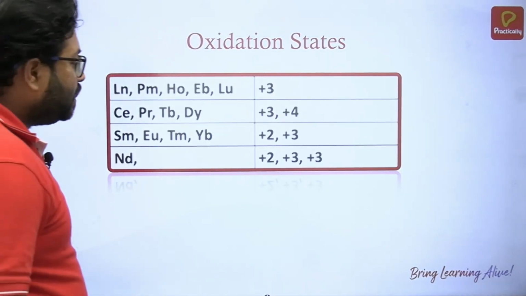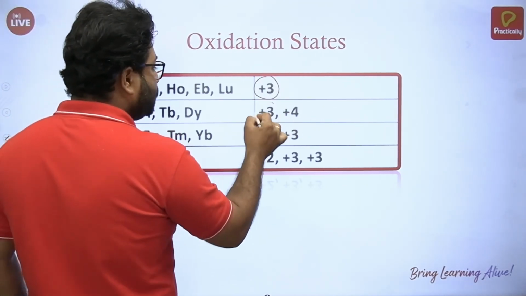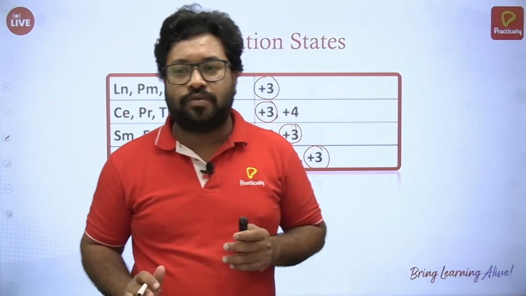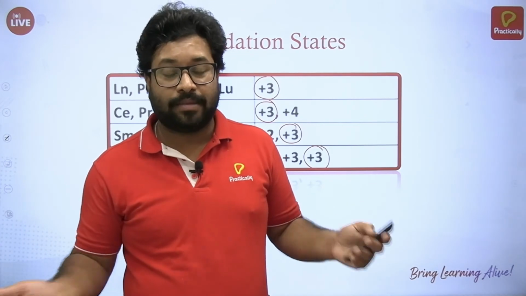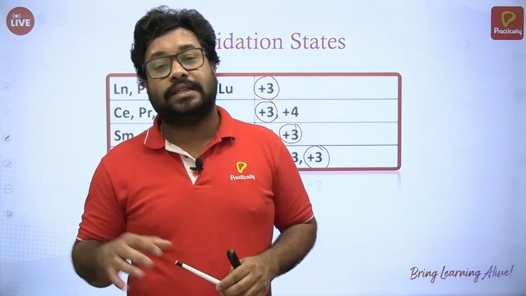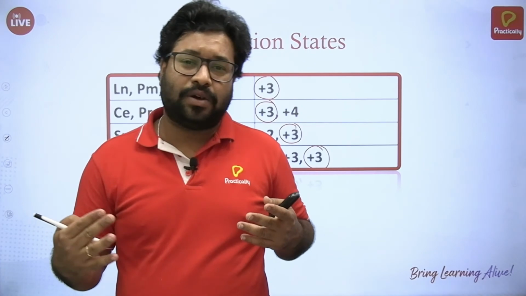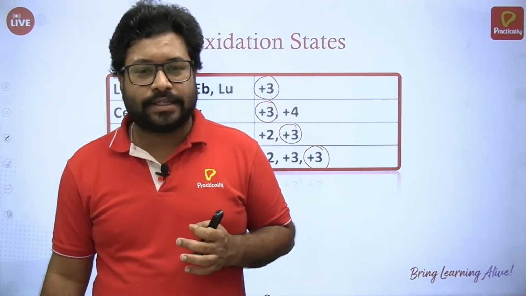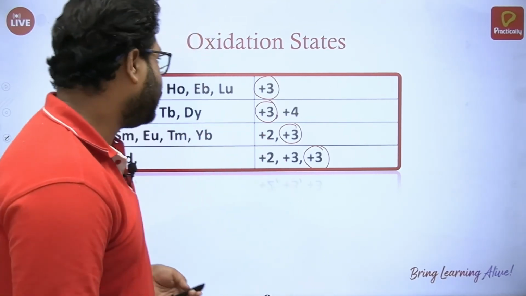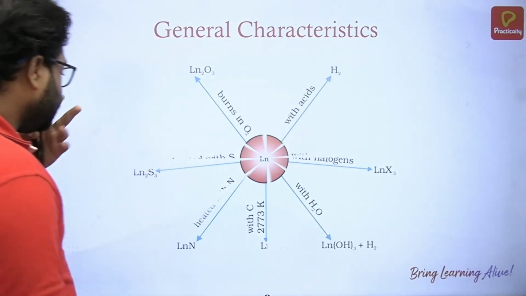Okay. So moving ahead, oxidation state. See, the main oxidation state that you can see here is +3. They would always seem to show +3 oxidation state. So you can imagine lanthanum to behave just like aluminium. They show the similar oxidation state as aluminium. I mean, they can show +2 and +4 oxidation states also, but their main oxidation state is +3 only. Okay, chalo, moving ahead. General characteristics. Now these are the general characteristics.